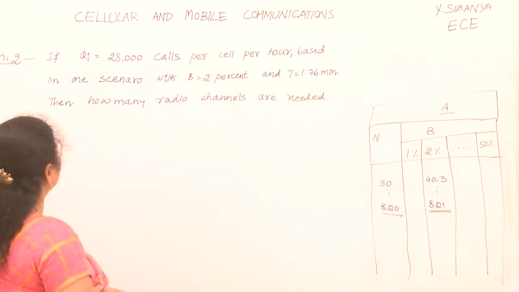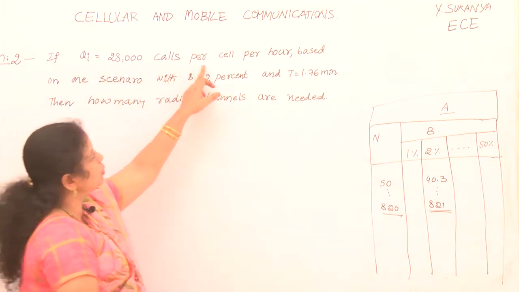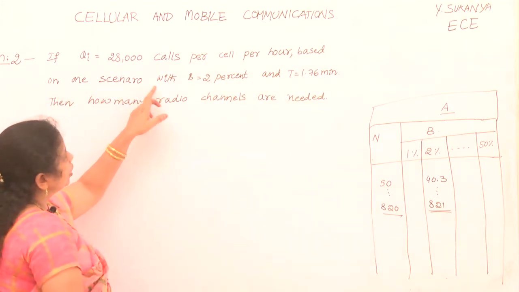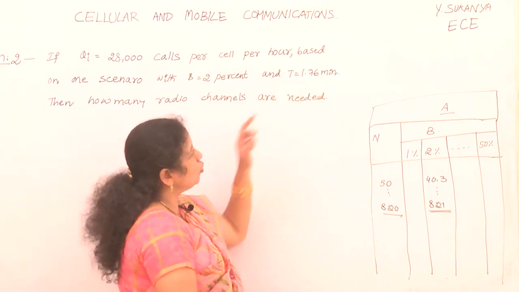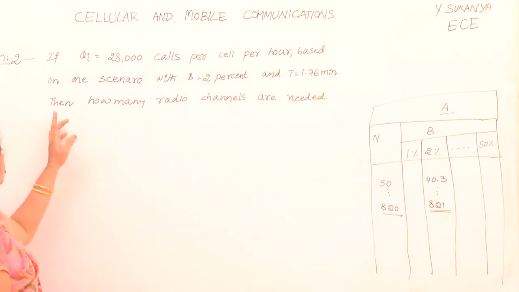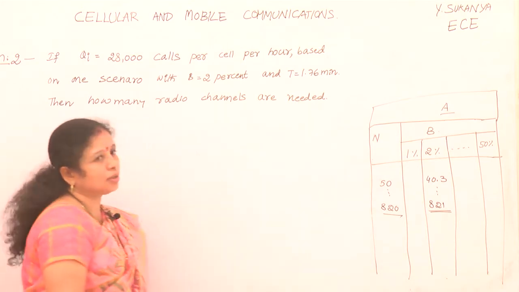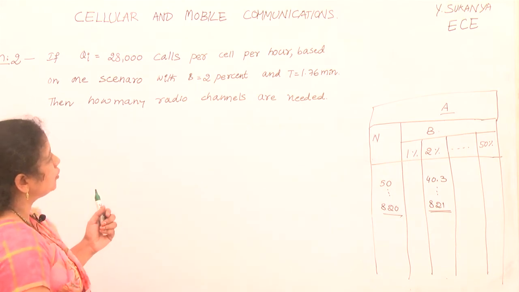So here the problem is given like this. If QI is 28,000 calls per cell per hour, with a blocking probability of 2% and T is 1.76 minutes, then how many radio channels are needed in this system? Okay, so this is the data given to you.